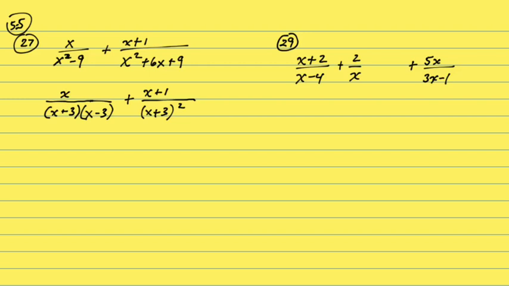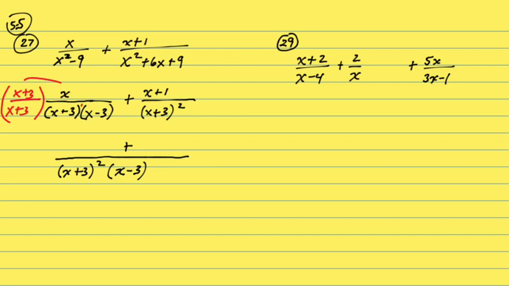So, I need a common denominator. You take the highest power of every factor that you see. I see an x plus 3, and I see it squared. That's the highest power. I see an x minus 3. What does this side need to make x plus 3 to the second? If you have x plus 3 to the first, you need another x plus 3. So what does that give me on top? X squared plus 3x, right?